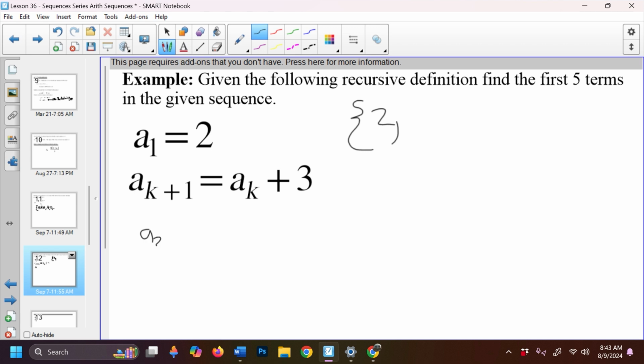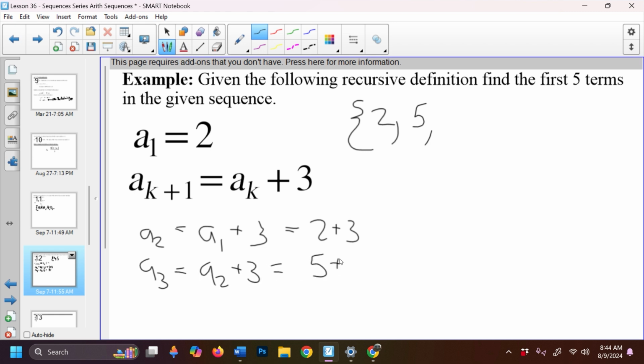Now, a sub 2, I did it a little bit different here. So 2 is k plus 1. That means this would be just a sub 1 plus 3. And a sub 1 is 2, so I got 2 plus 3 is 5. A sub 3 would be a sub 2 plus 3. And a sub 2 we found to be 5, plus 3. That gives me an 8. And I see the pattern. So since I see the pattern, let's not waste our time.